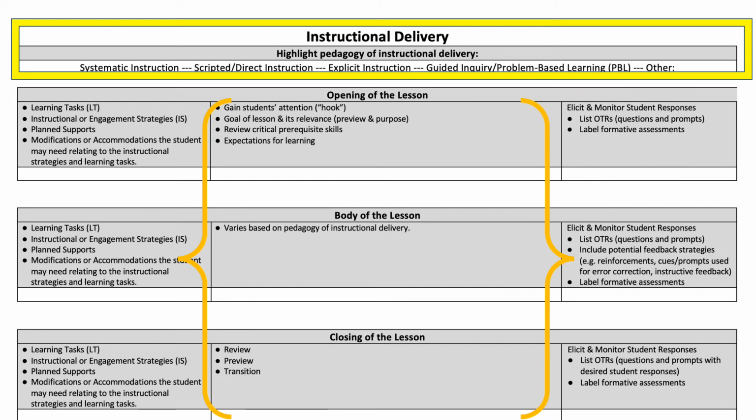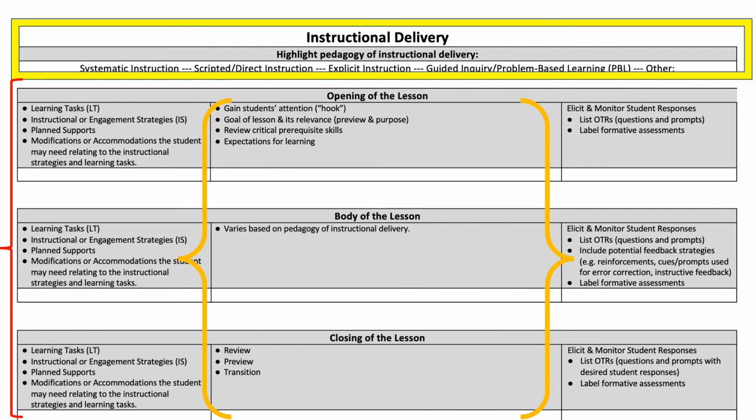So if you're doing the systematic instruction, you will list your different prompts that you are going to include. If you're choosing explicit instruction, then perhaps you'll start with your input, modeling, guided practice, independent practice, etc. As you close the lesson, then you're going to make some decisions on whether or not you need to review the information that was covered, preview information that might be coming in your next lesson, or make some considerations for how you're going to transition between the end of this activity into the next.